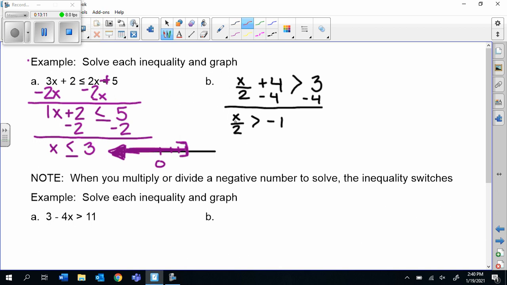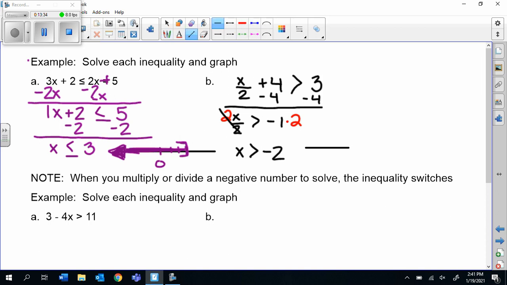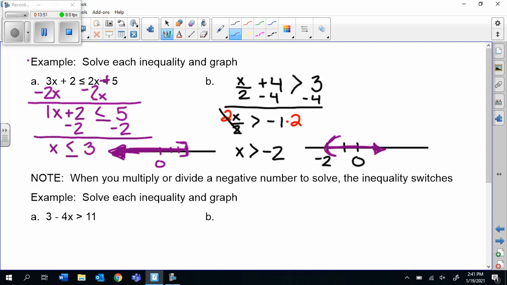Remember, what undoes divide is multiply. The inverse of divide is multiply. And so we multiply both sides by 2 to get rid of that division. And we get x is greater than -2. If I want to graph this, here's 0, -1, -2. It does not include -2, so I want to make sure I use a soft parenthesis this time, and it goes to infinity.